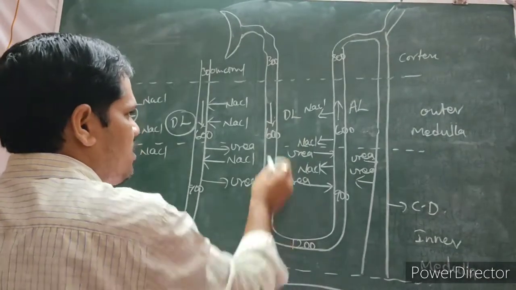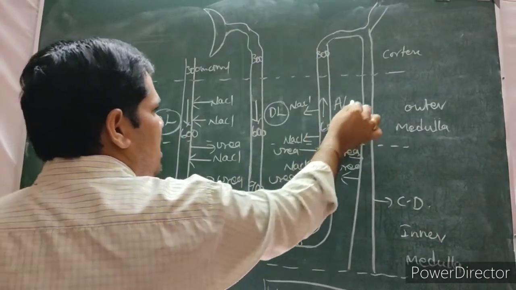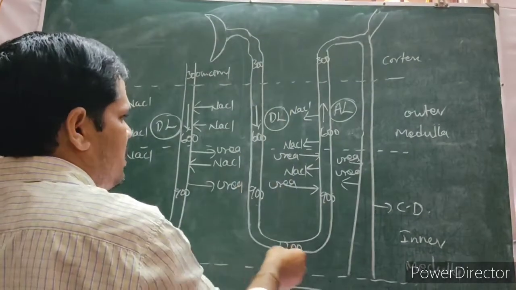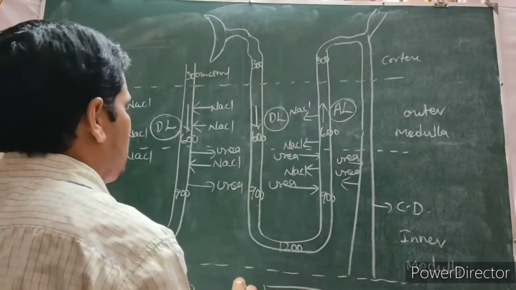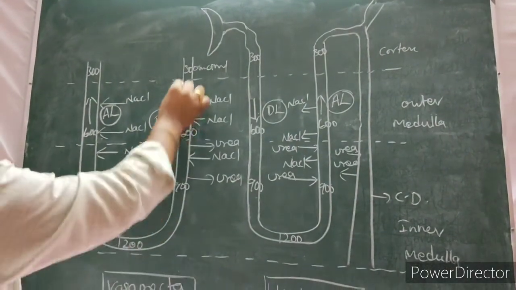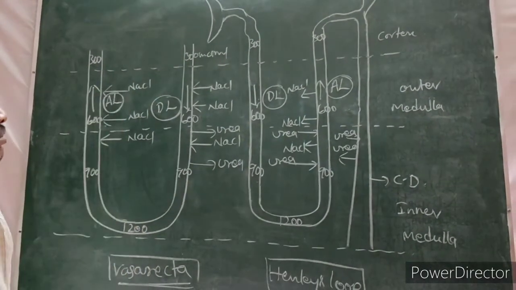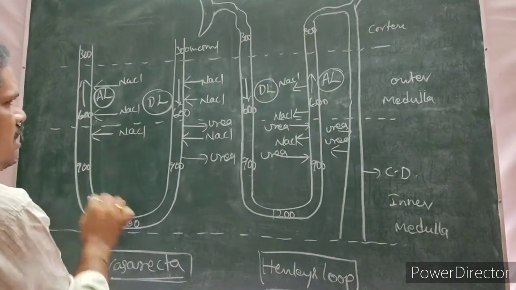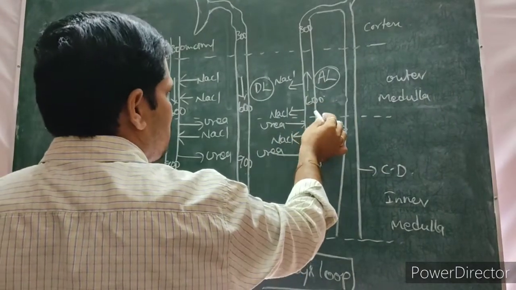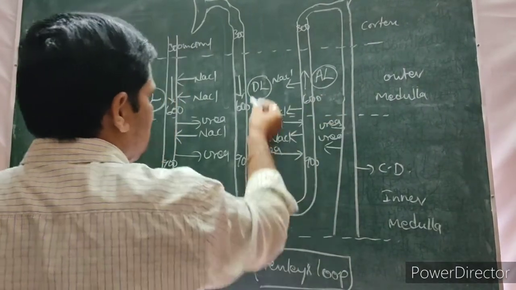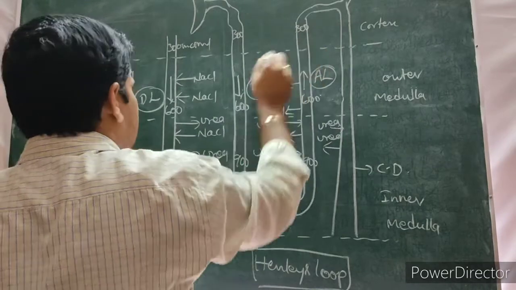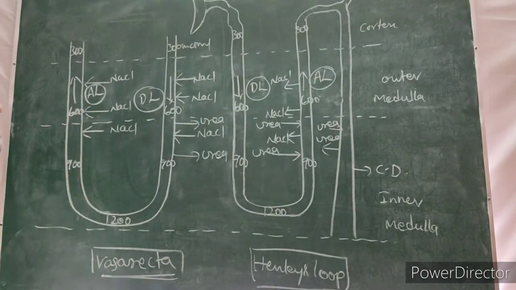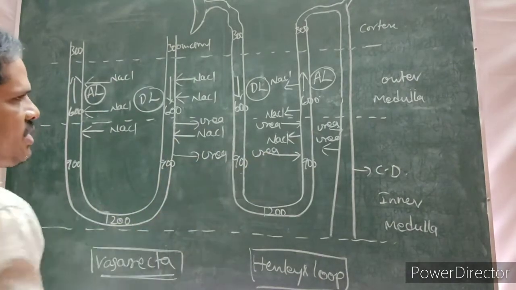So here in Henle's loop, there is the descending limb and the ascending limb. Here, in the anti-clockwise direction, the electrolytes are moved. In the vasa recta, in the clockwise direction, electrolytes are moved. So in the vasa recta there is a descending limb and an ascending limb, and in Henle's loop also. Molecules move in this direction here, and here the molecules move in this direction. So it is quite opposite: one is clockwise, the other is anti-clockwise.